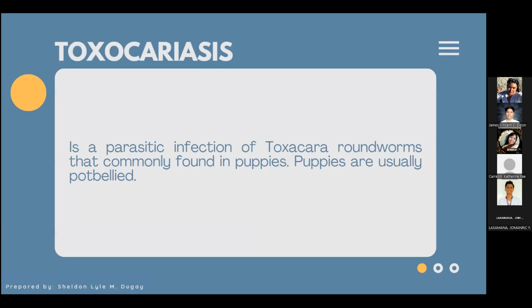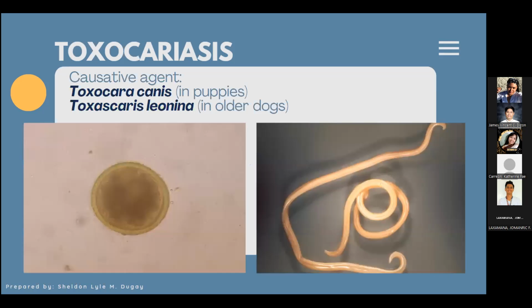Then next, toxocariasis is a parasitic infection of Toxocara roundworms that commonly found in puppies. Puppies are usually pot-bellied. So, madalas sa mga puppies kapag nakita natin na malaki yung tiyan or yung tinatawag nating bulat tiyan sa Kapampangan, suspected yon for toxocariasis kasi malalaki yung mga worms na to. So, kapag dumami sila, lalaki talaga yung tiyan. So, yung causative agent is Toxocara canis sa mga puppies yon.